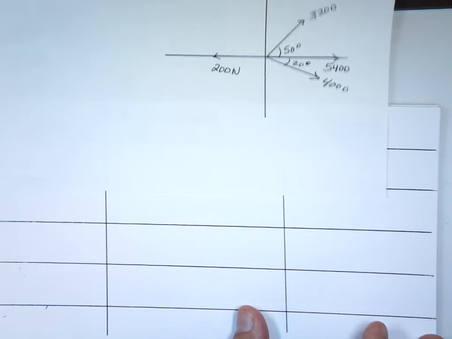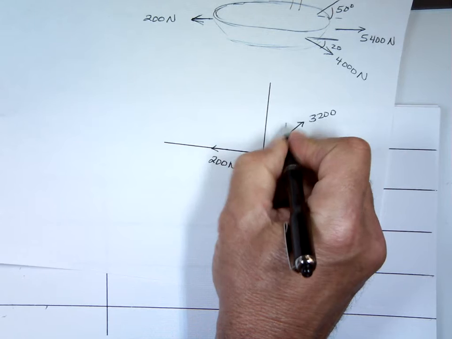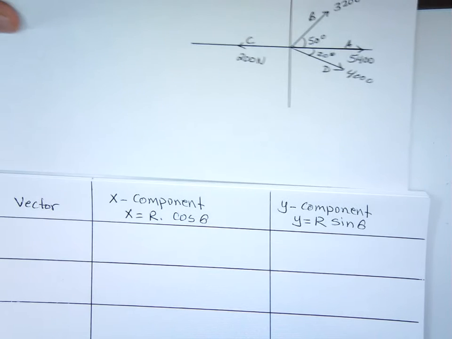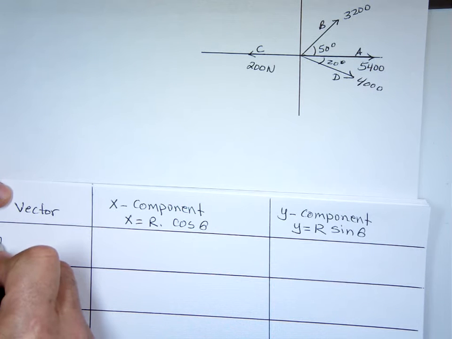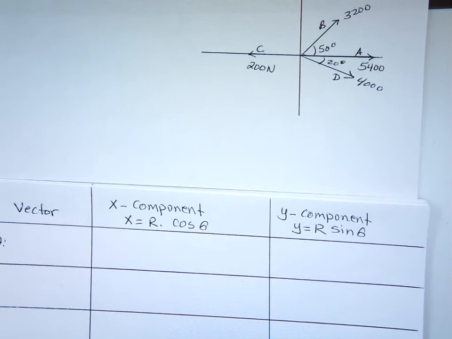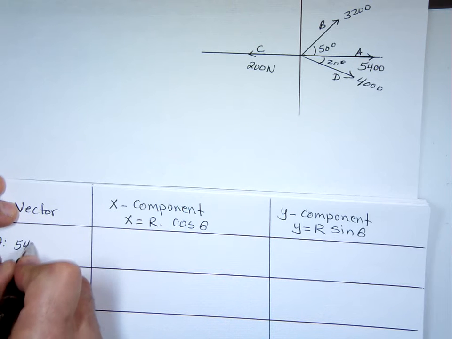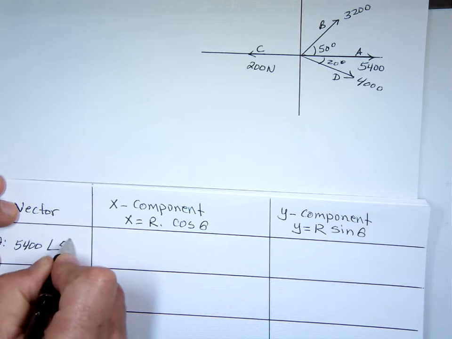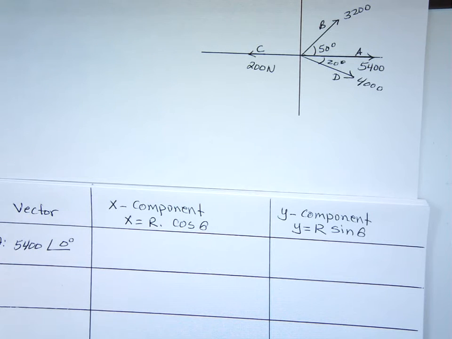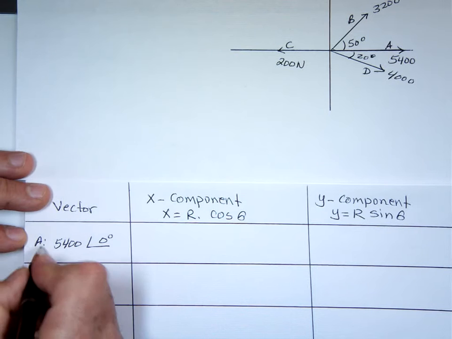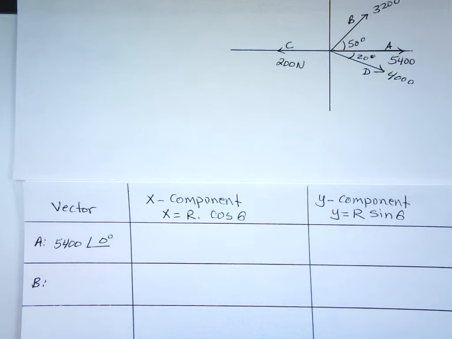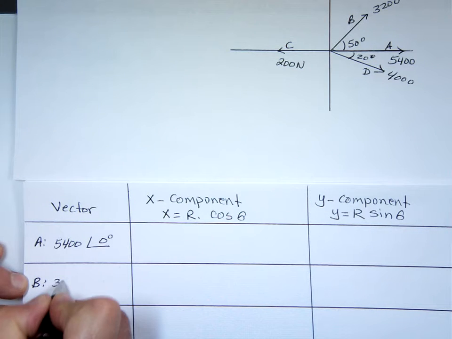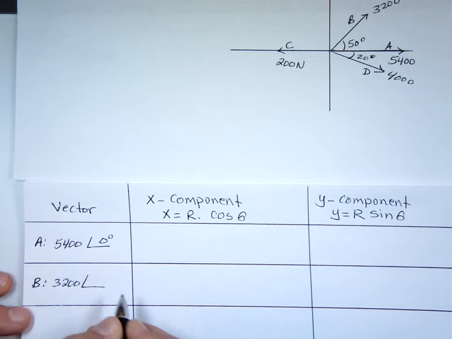Let me label these vectors, vector A, B, C, and D. Let's look at vector A. What's the value, what's the direction? 5400, in what direction? 0 degree. That's vector A. Vector B. B is this one. What's the value? 3200. In what direction? 50.